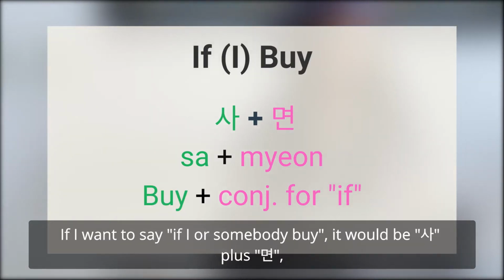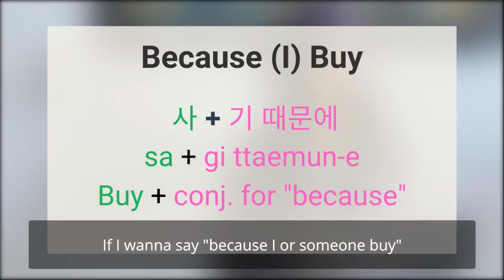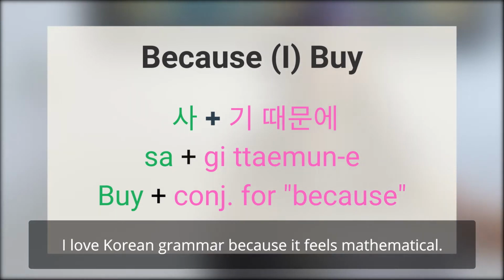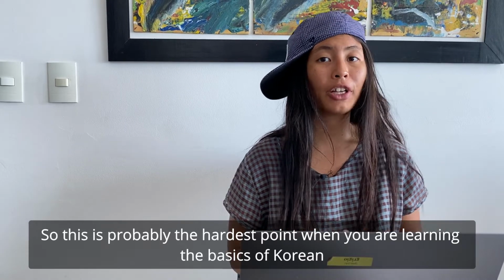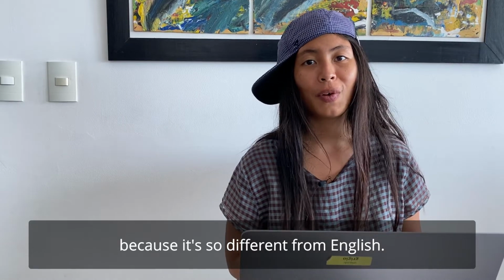If I want to say if I or somebody buy, it would be 사 plus 면 becomes 사면, which is buy plus a conjugation for if. If I want to say because I or someone buy, I would say 사 plus 기 때문에, which is buy plus a conjugation for because. I love Korean grammar because it feels mathematical. So this is probably the hardest point when you're learning the basics of Korean, because it's so different from English.